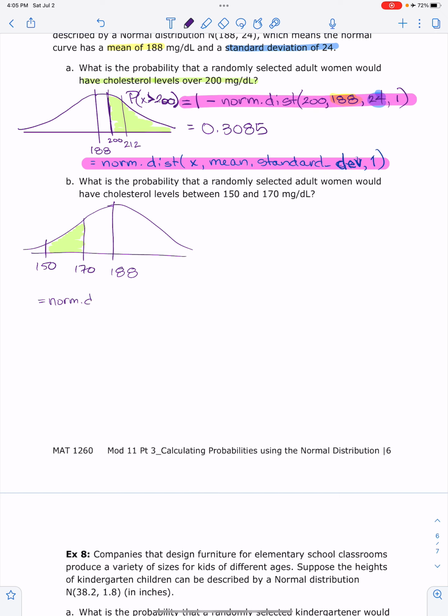So norm.dist. 170 is my x, where my mean is 188. My standard deviation is 24. My cumulative value is 1 minus that lower limit, that lower z-score, norm.dist. I got 150, 188, 24, 1. Darn it, I want the probability that 150 is less than x is less than 170.